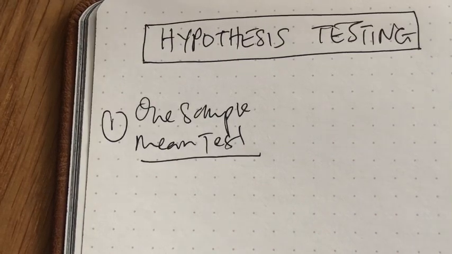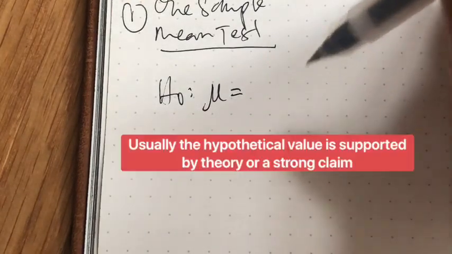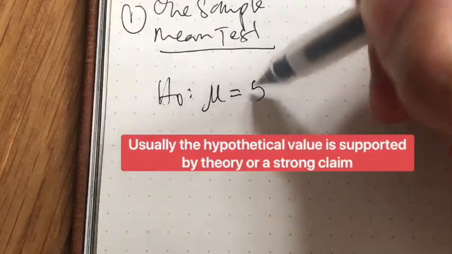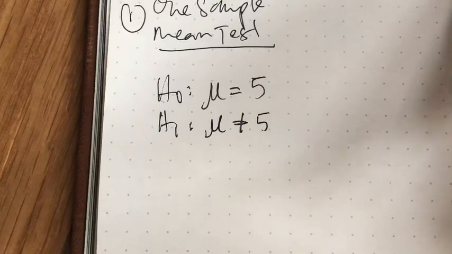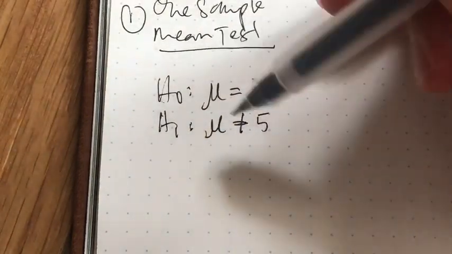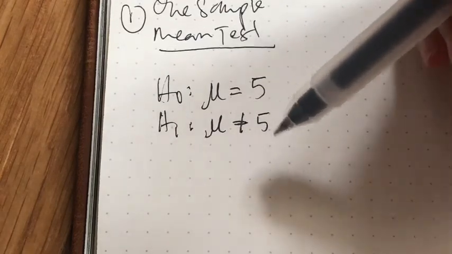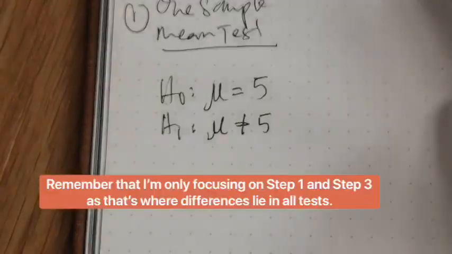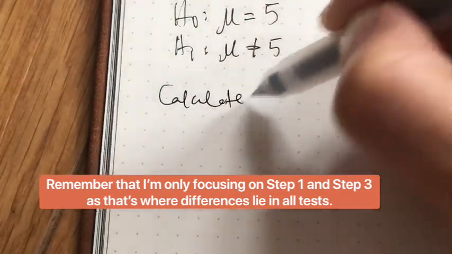So how do we write the hypothesis? The null hypothesis is that we assume that mu is equivalent to a hypothetical figure. It could be anything, so let's say I choose 5. The alternate is the population mean is not equal to 5. As usual, the sign for the alternate hypothesis can also be greater than or lesser than depending on the question. What's next is to calculate the test statistic.